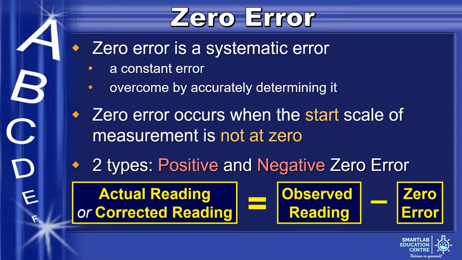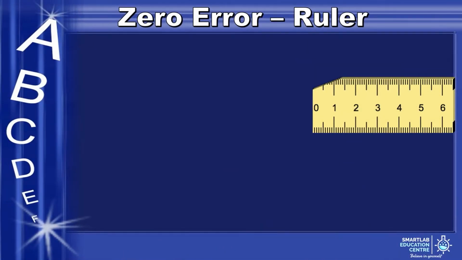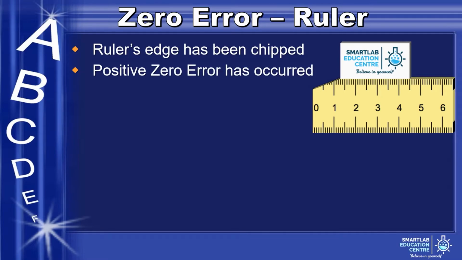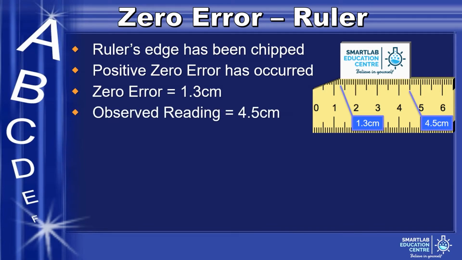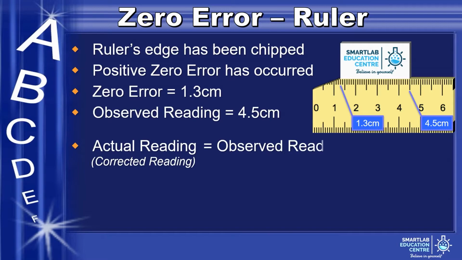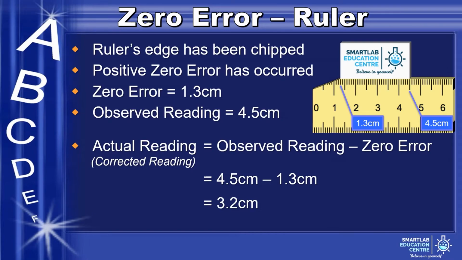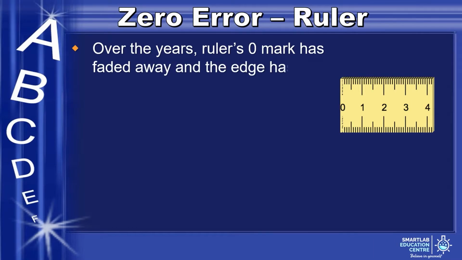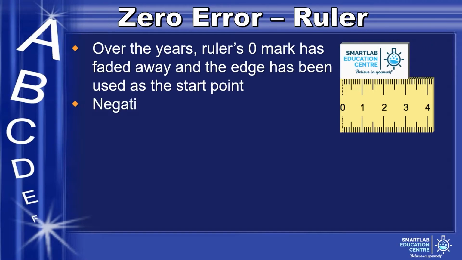Let's take a look at 2 examples. In this example, the ruler's edge has been chipped. Positive zero error has occurred. In this example, the ruler's zero mark has faded away, and the edge has been used as the start point. Negative zero error has occurred.